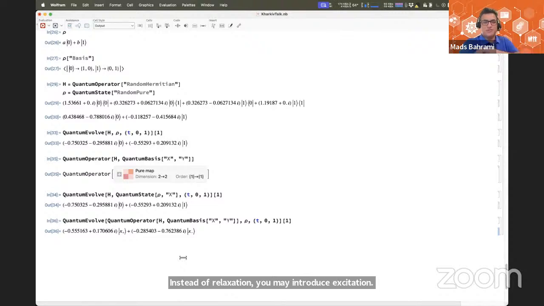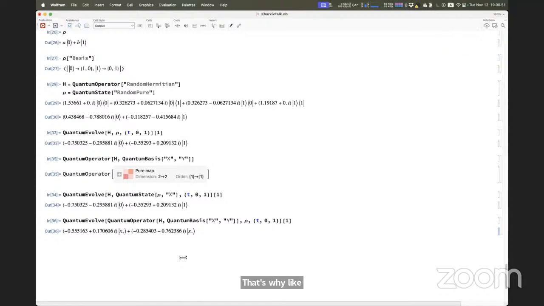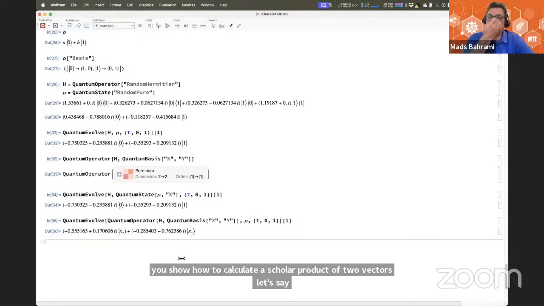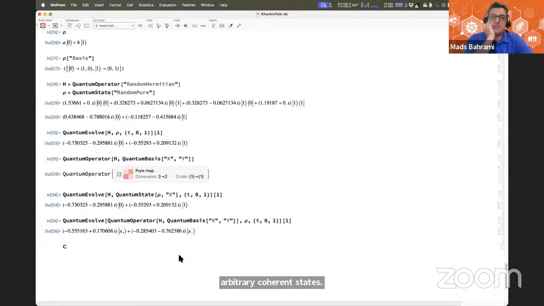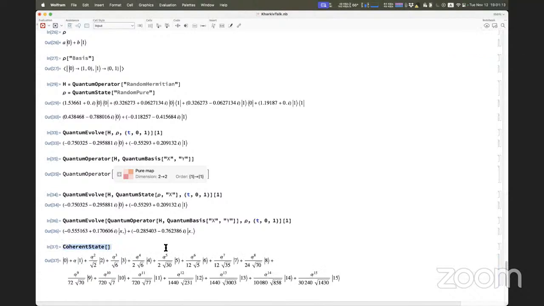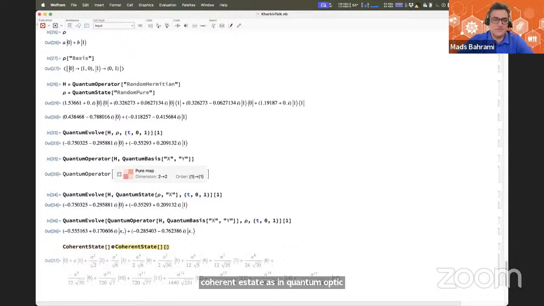Okay, sorry. Please go ahead. Could you please show how to calculate a scalar product of two vectors, let's say arbitrary coherent states? For example, Nick, do you want to go with the coherent state as in quantum optics? Yes. Okay, so for example, this is one of them.